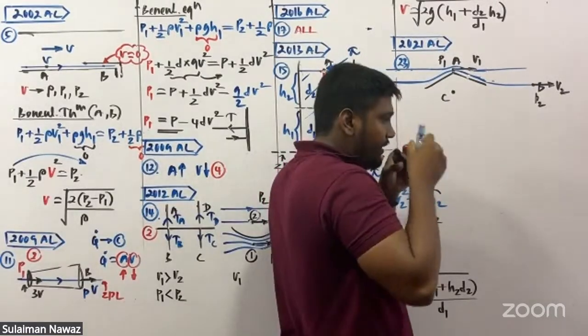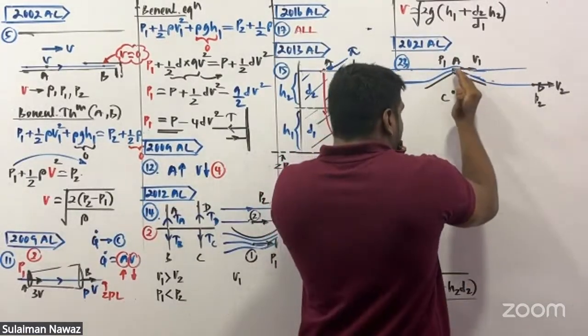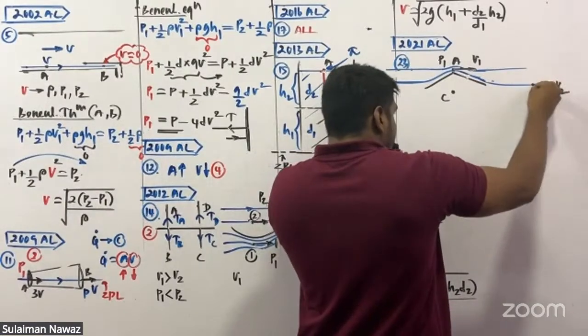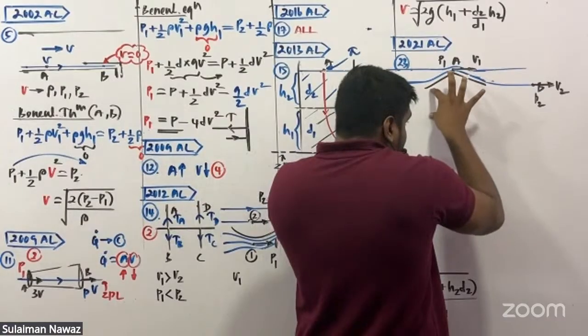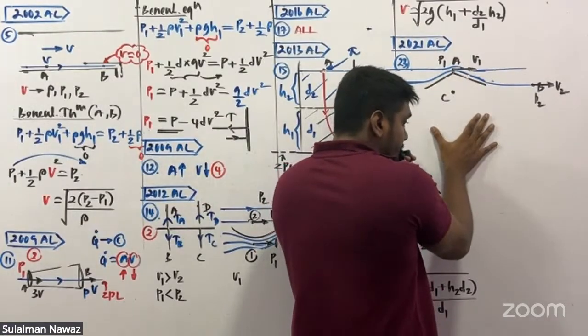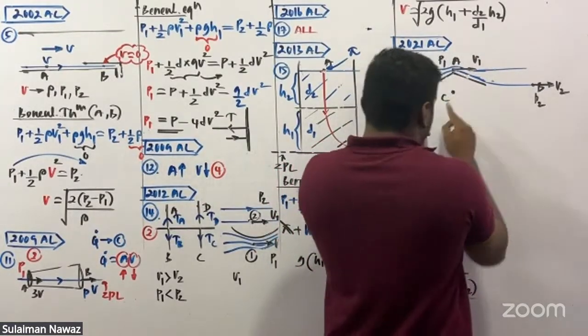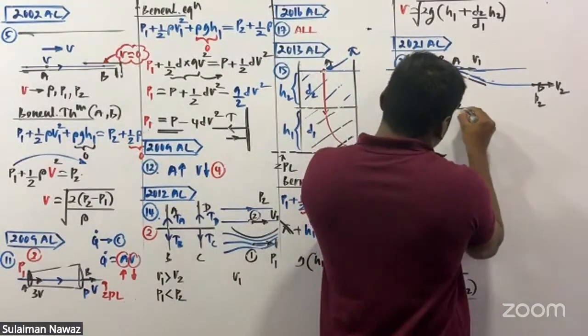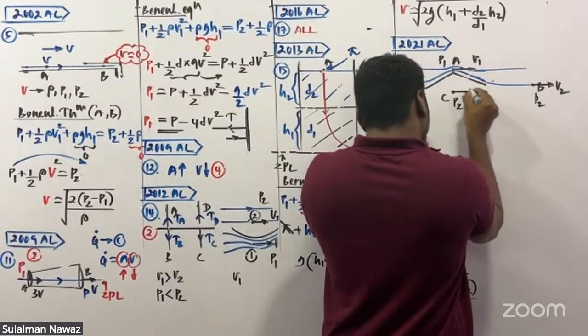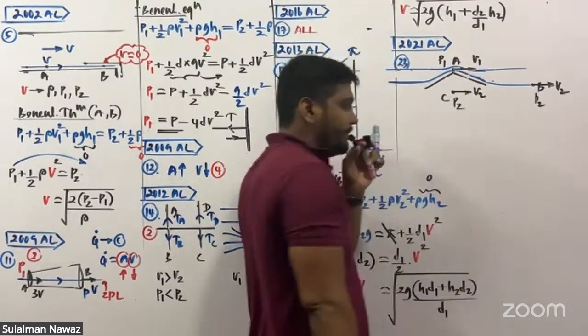Remember, when we go far from the roof, the air particle properties are the same as the air particle properties just below the roof. This we learned. Then you can say that the pressure at point capital C is the same as P2, and the velocity at point C is the same as V2. This is clear.